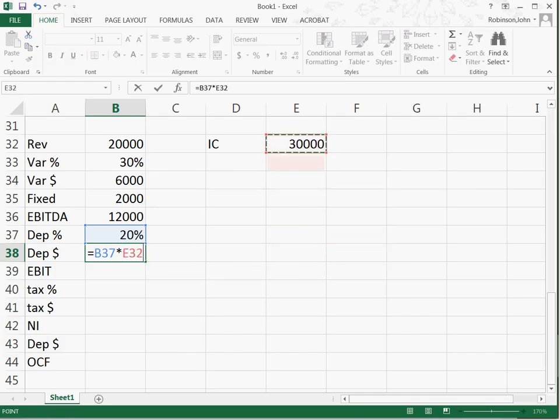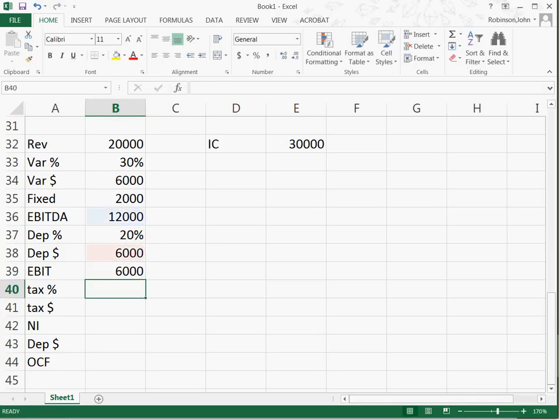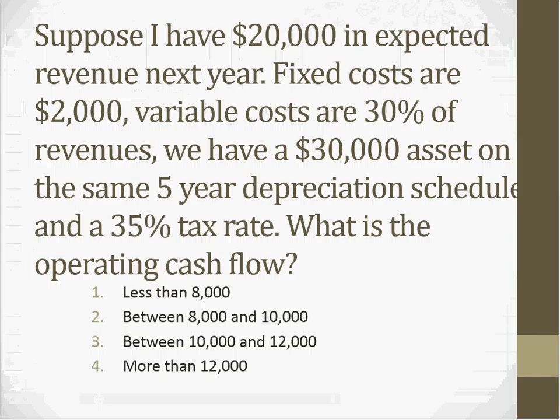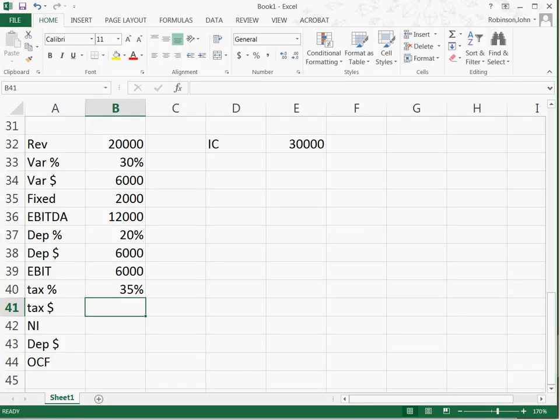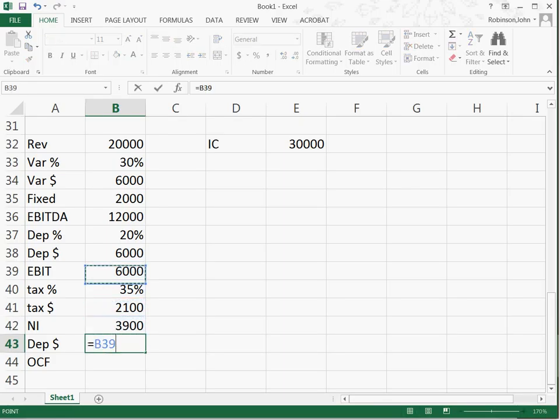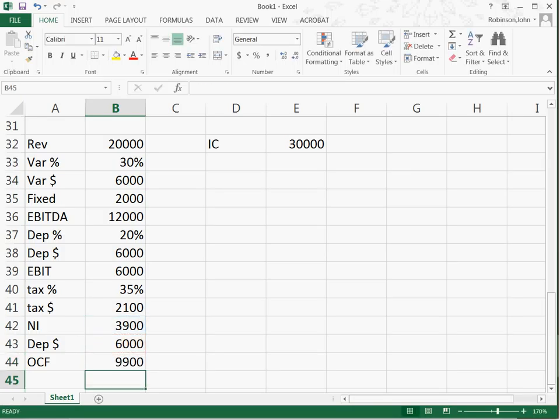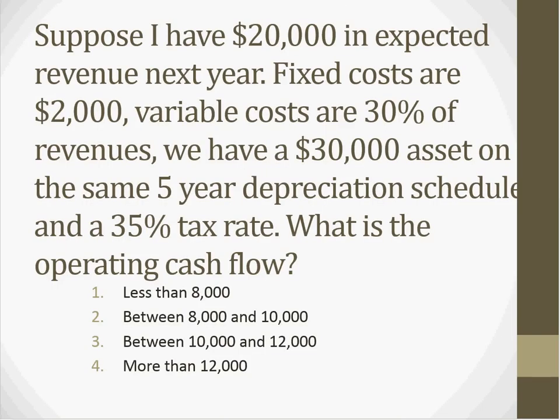We have 6,000 in depreciation, meaning our EBIT is 6,000. We have 35% tax rate, which means our tax dollars are 2,100, and our net income is 3,900. We add back depreciation dollars and get operating cash flow of 9,900, which would mean of the 4 here, number 2 would be the correct answer. Right? We're between 8 and 10,000.